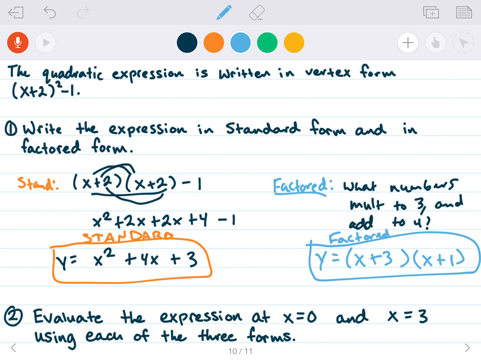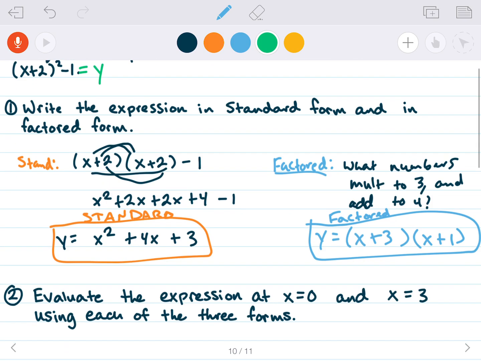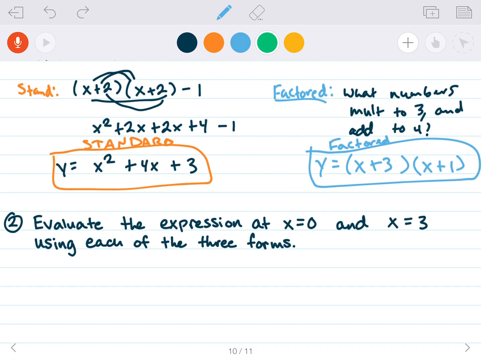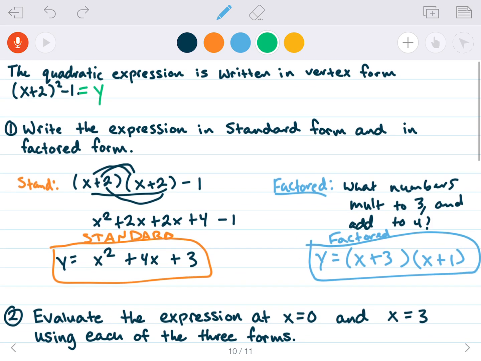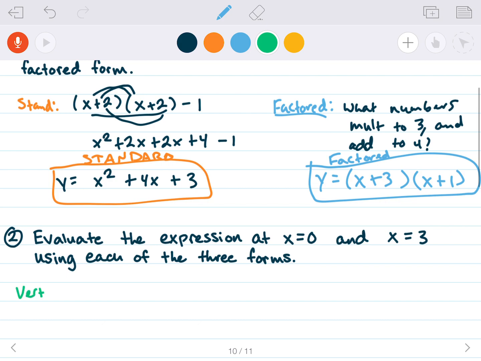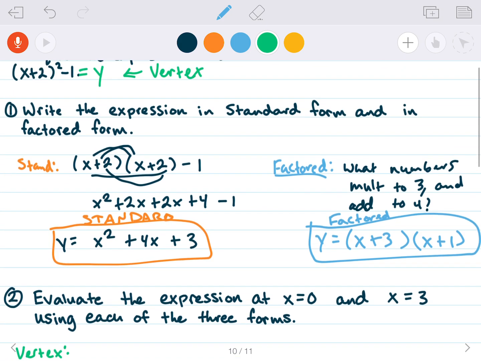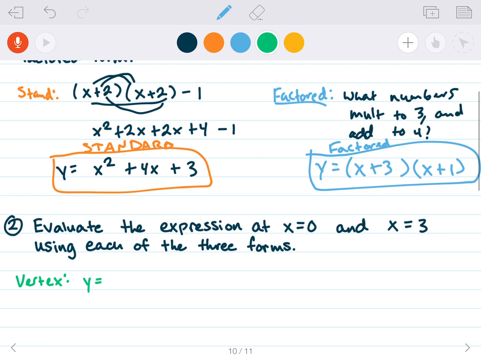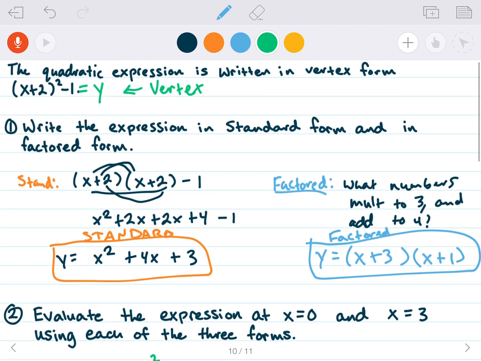All right, so it says evaluate the expression at x equals 0 and x equals 3 using each of the three forms. So first of all, vertex is the one that we were given. So for, maybe I'll write that up here. Let's see. This is vertex. So for vertex, I have x plus 2 squared minus 1.